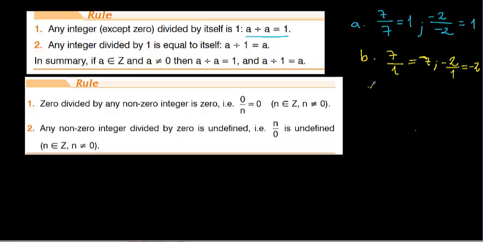And the last one: when you divide 0 by an integer, the result is 0. But if you try to divide an integer by 0, it is undefined. Actually, this is a definition. You cannot divide a number by 0. 0 over 2 is equal to 0. 0 over minus 3 is equal to 0. But when you try to divide 2 by 0, then the result is going to be undefined.